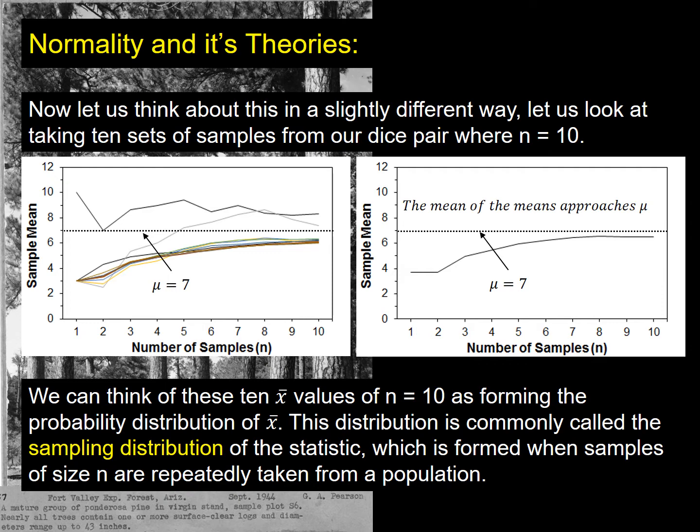Now let's look at the set of 10 dice samples in a slightly different way and take 10 independent sets of 10 dice rolls. We should think of the average of each sample set corresponding to a possible value as belonging to a distribution we call the sampling distribution of the mean. If we look at how the mean of the means from the sets of samples changes, it approaches the population mean fairly quickly.